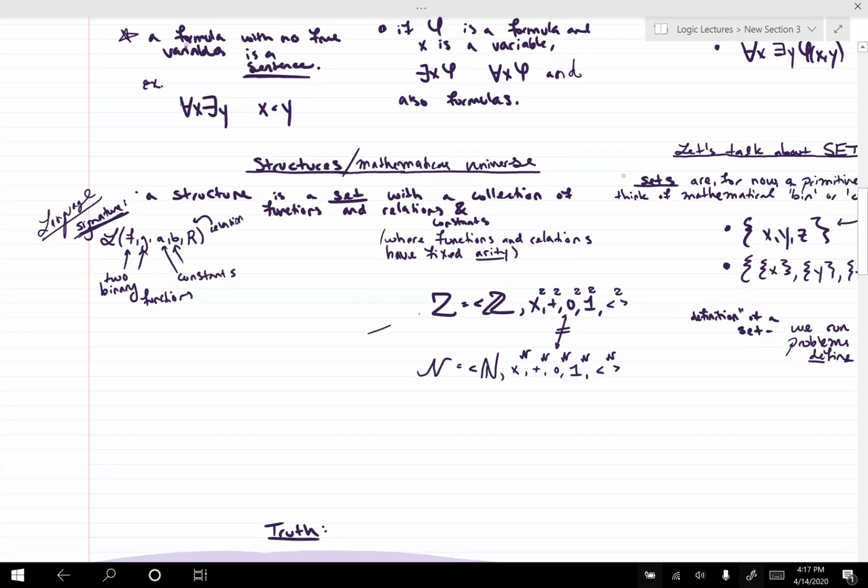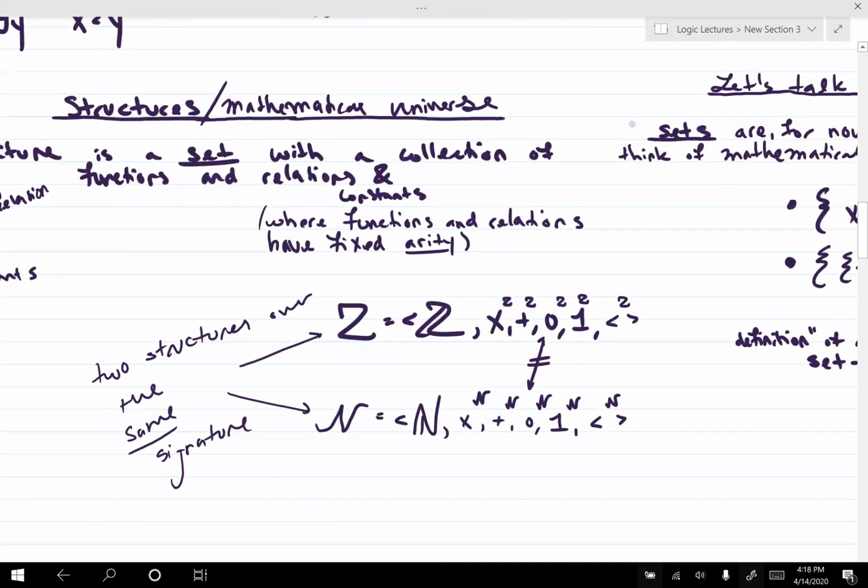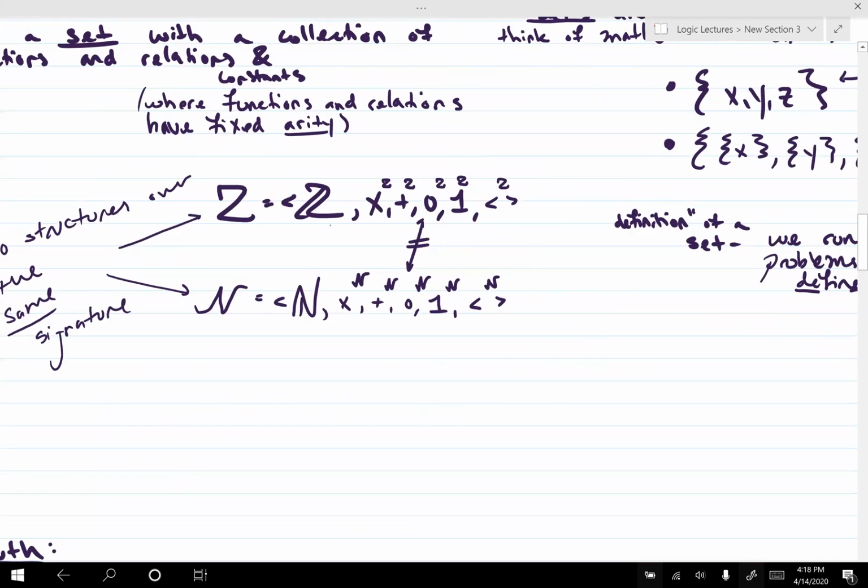Okay, so here are 2 structures over the same signature. Let me zoom in here and talk about this. The underlying set, this is how we denote the name of the structure, the set. Here's the F, G, A, B, and R from earlier, except now I've interpreted the elements of my language in my structure. So this is the integers.